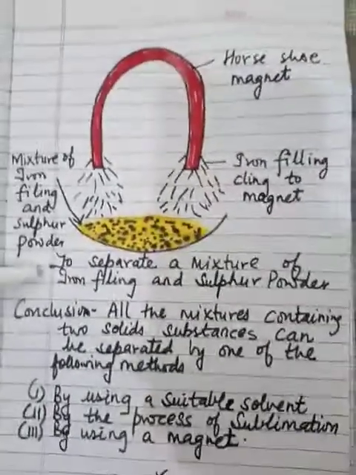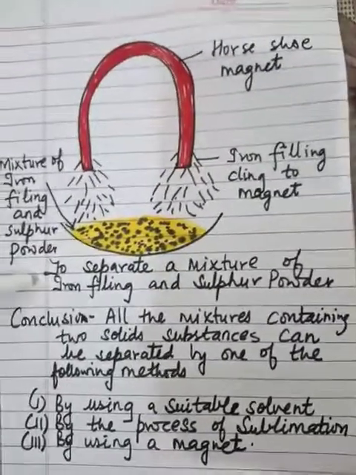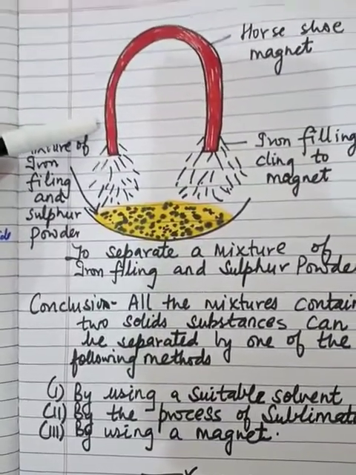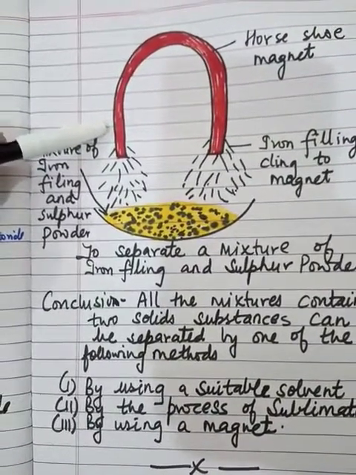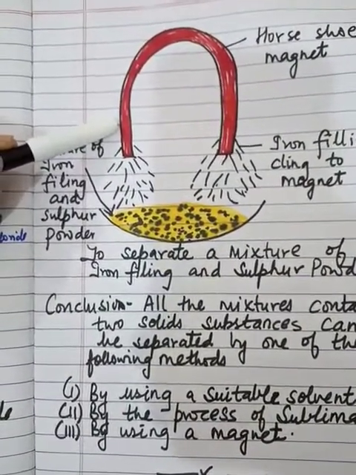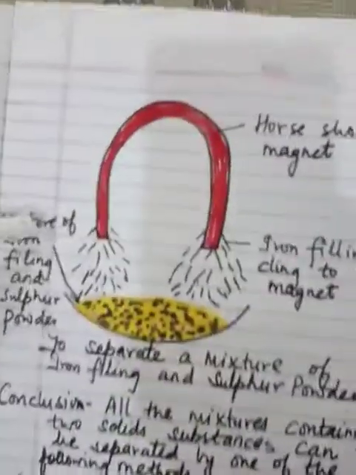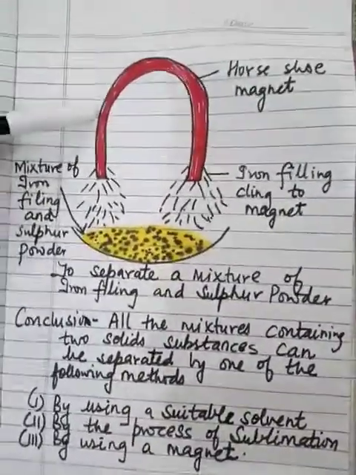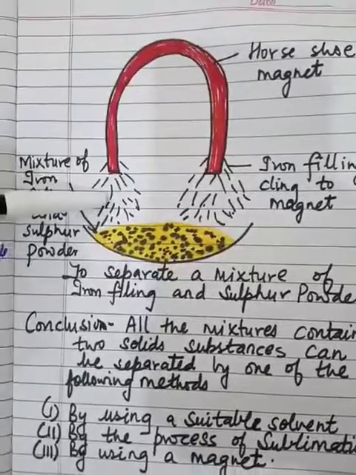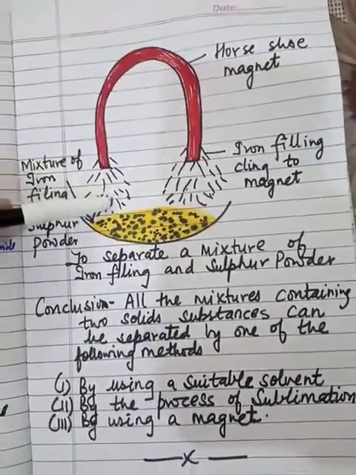Now, another method is to separate a mixture of iron filings and sulfur powder by using a magnet. As iron is attracted by a magnet, this property of iron is used to separate it from a mixture, for example, a mixture of iron filings and sulfur powder. A horseshoe magnet is moved on the surface of the mixture of iron filings and sulfur powder.